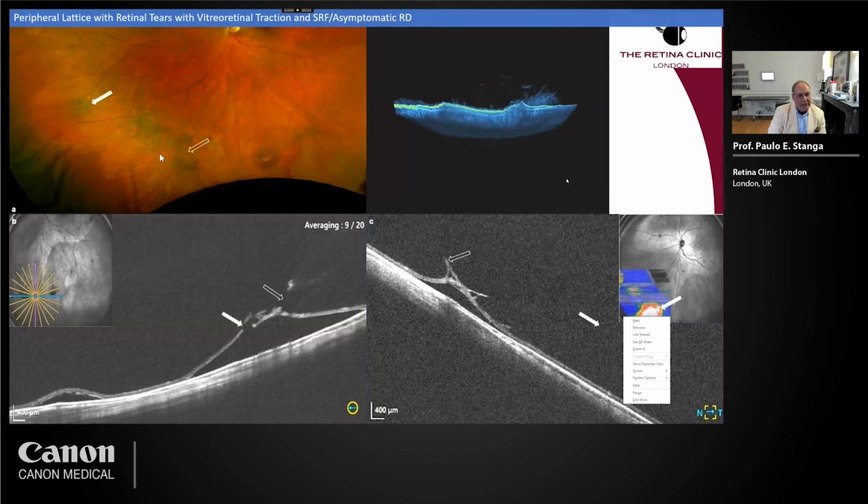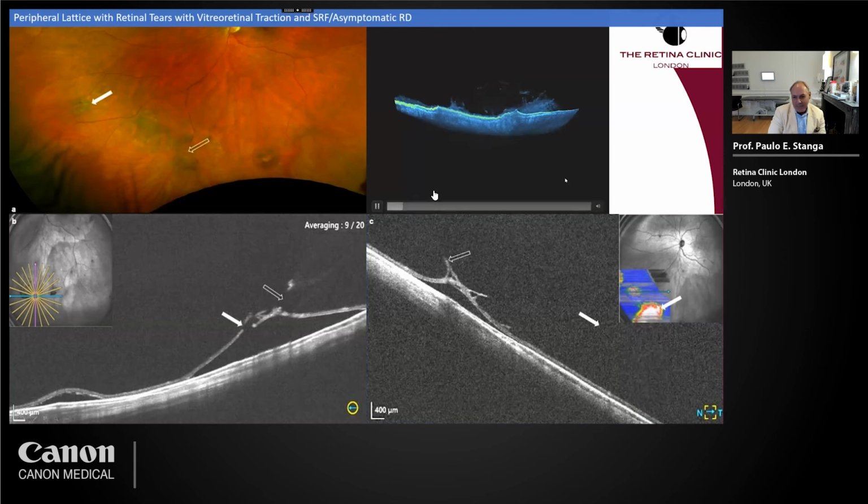Now, on indirect ophthalmoscopy, I could see there was elevated retina anterior to this area of lattice with these two possible rhegmatogenous lesions, and look at the OCT, clearly showing the vitreous attachment and the solution of continuity and the subclinical RD.